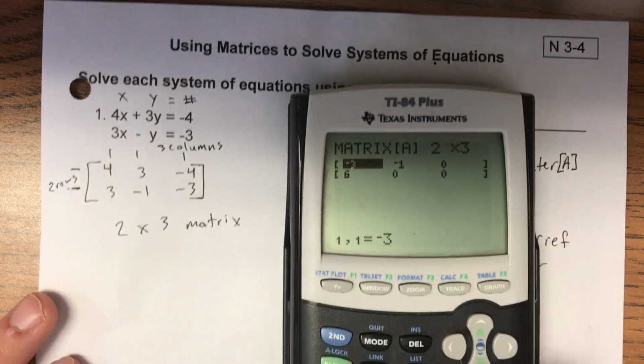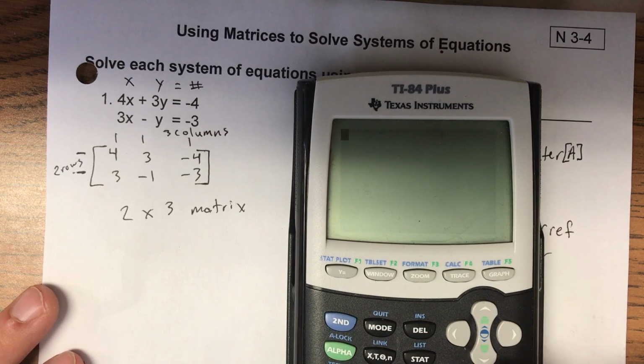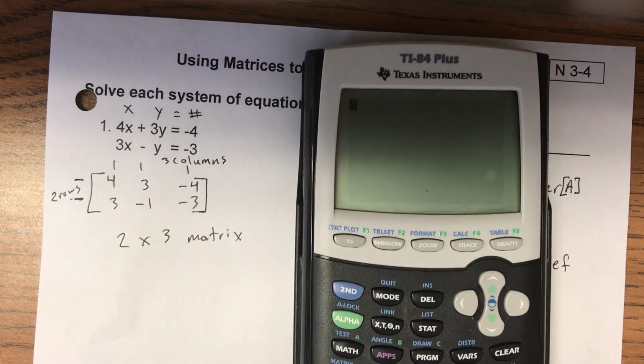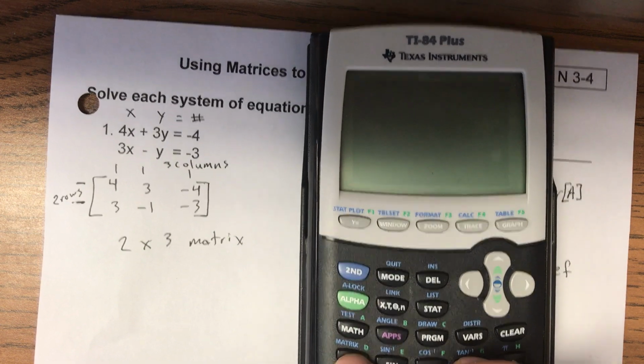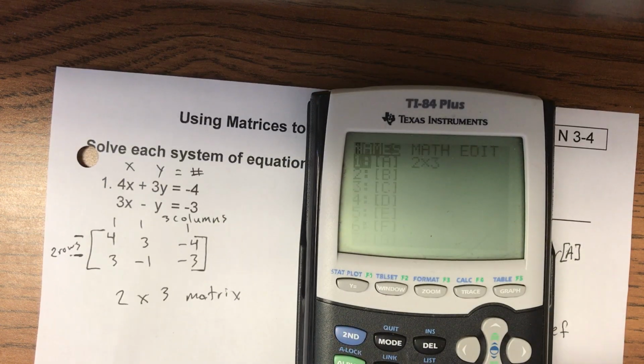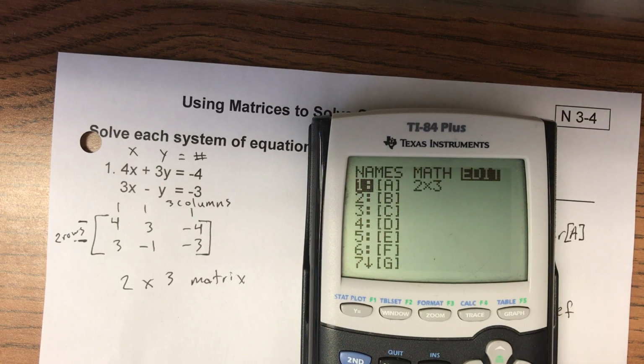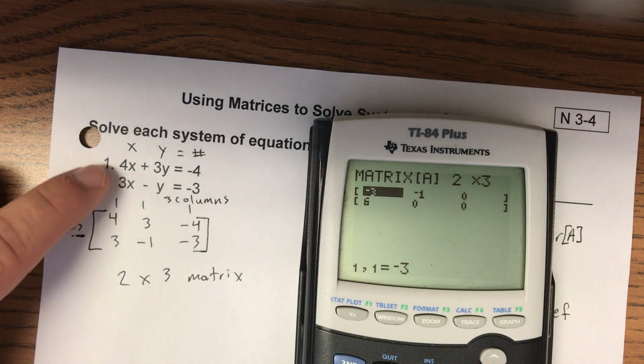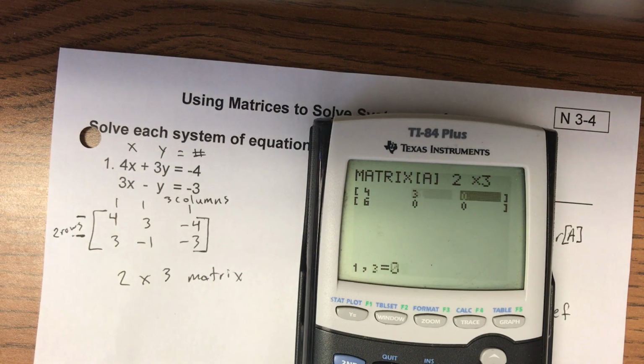Our first step, we're going to go into the matrix, which is this button down here, the blue matrix. So we're going to go second matrix. We're going to go over to edit. We want a 2 by 3, so you just press enter after every input. And so we'll have 4, enter, 3, enter, -4, 3, -1, -3.